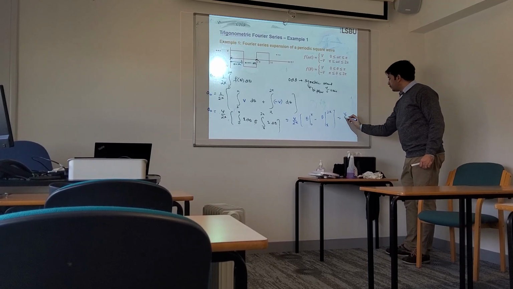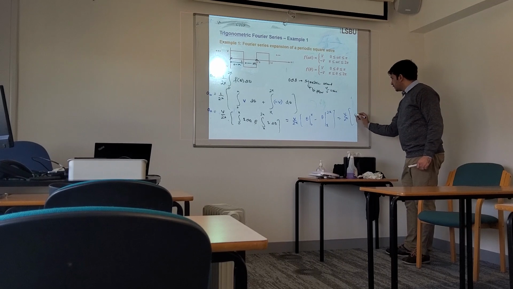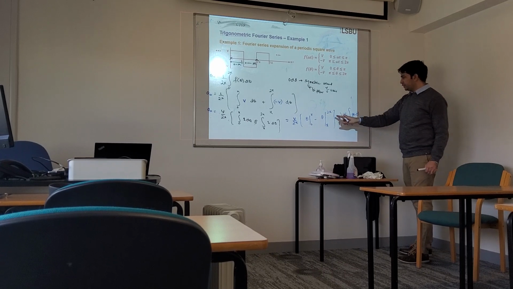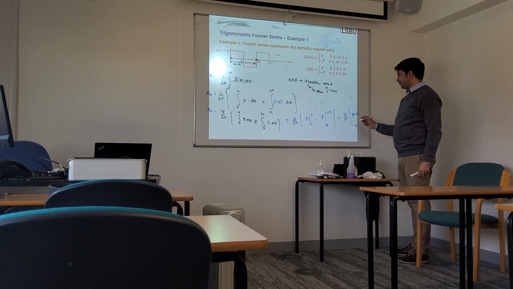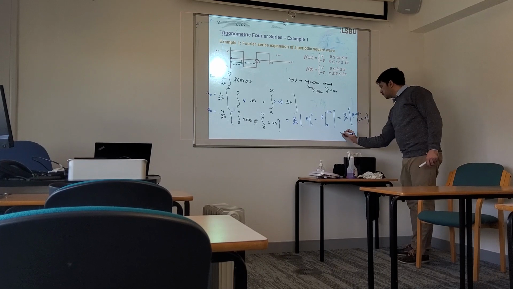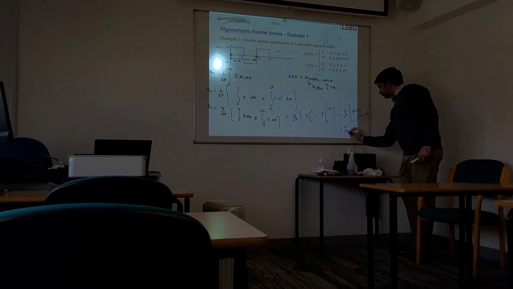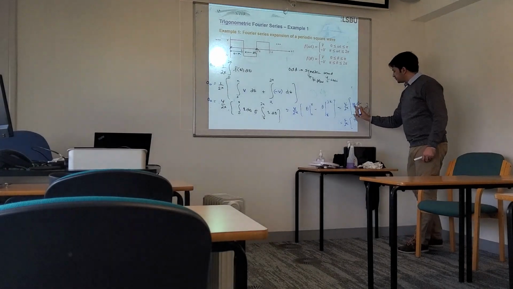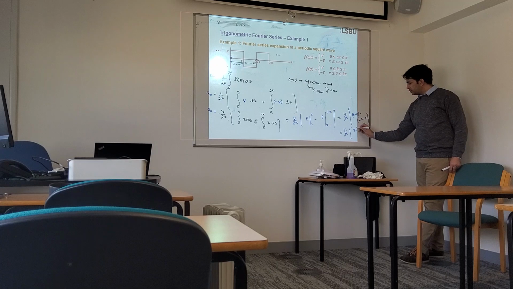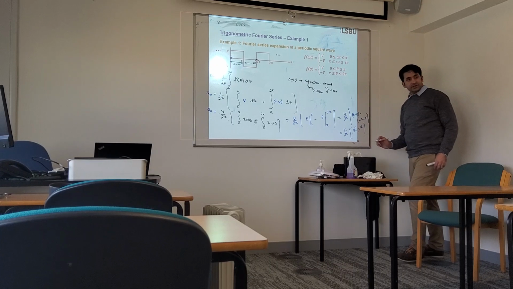So V by 2 pi is outside. Inside it will be pi minus 0, meaning upper limit minus lower limit. The upper limit is pi, the lower limit is 0. Similarly, 2 pi minus pi. So it's V by 2 pi times pi minus, then 2 pi minus pi, which is pi. So you can see that it will be 0.